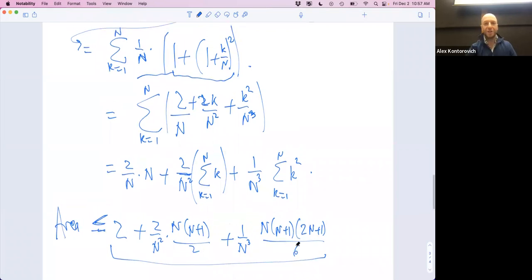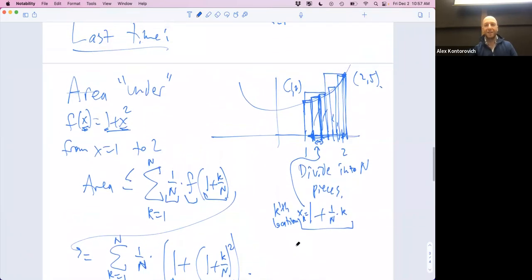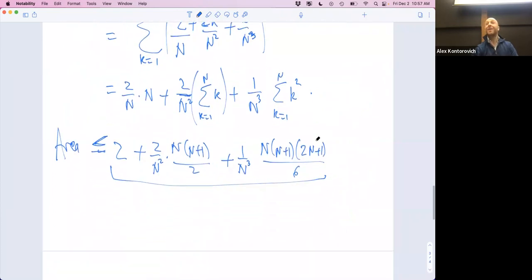And as you might imagine, the larger you take n, the less overhang, the less you're overestimating the area. So what might be a reasonable thing to do? Let's take the limit. This inequality is true for any value of n, so we may as well take the limit. Where does this expression go? What is the limit of this as n goes to infinity?